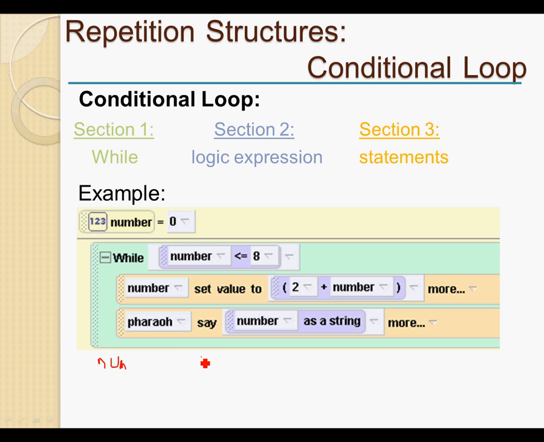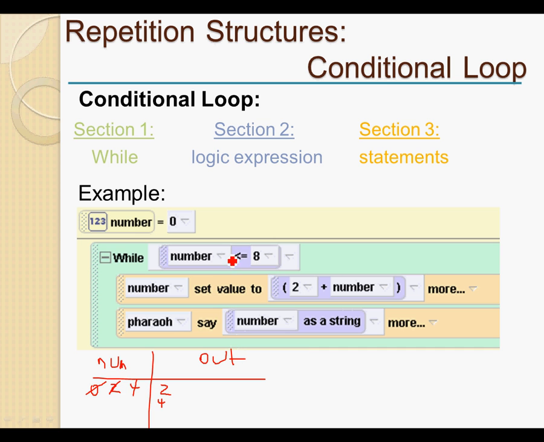So there's my number. In this case, I only have 2 variables, so I've got my number and my output. Number starts off as a 0. That's less than or equal to 8, so number's value is going to be 2 plus number, so number is now 2, and I output 2. Skip to the top of the loop. 2 is less than or equal to 8, so I go inside, and it's going to be 2 plus what it was before, so number's now going to be 4. I output a 4.